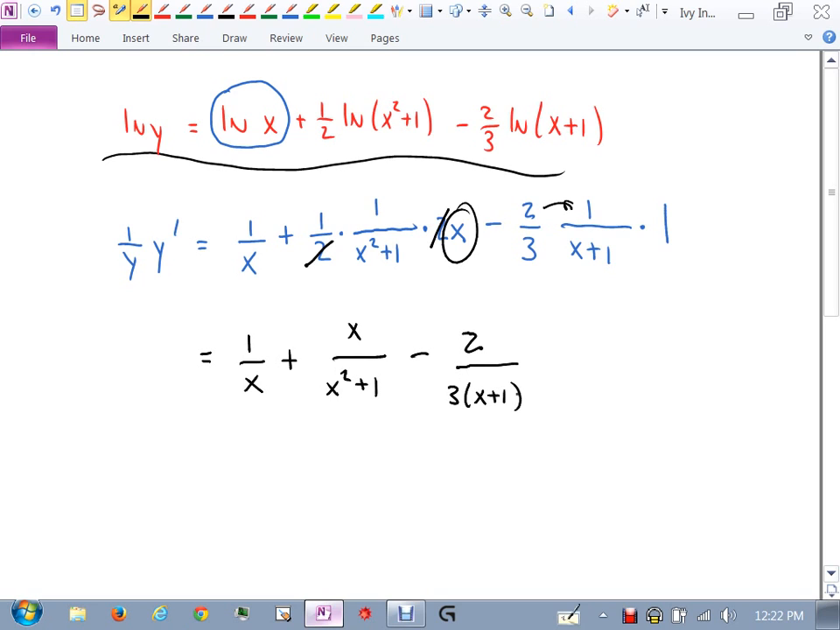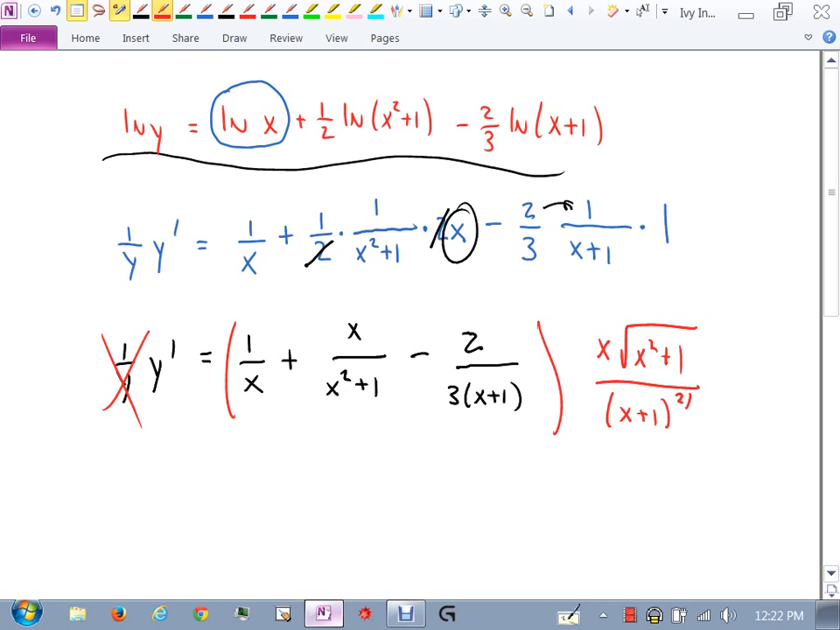Yes. But then that's all 1 over y prime. So I multiply both sides by y. It'll go away on the left side, right? And I put y on the right side, and y is the actual original ugly thing. So that's your answer, the right side there. You don't have to do anything else with that. Box it up.